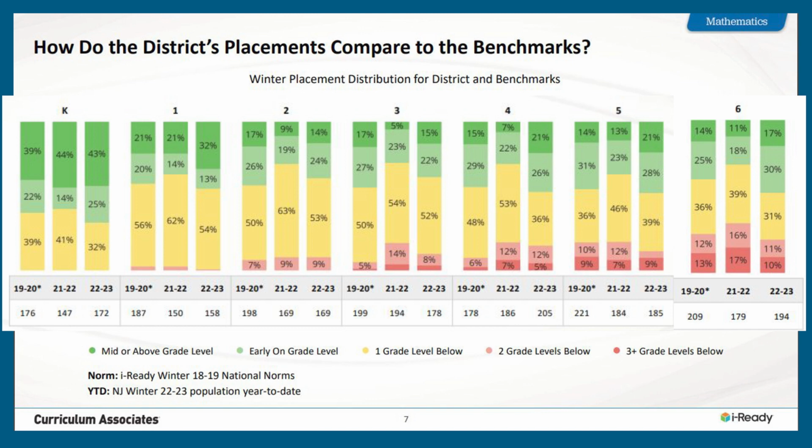This is it by grade level. In kindergarten, 1st, 4th, 5th, and 6th grade, you will see that the green has now surpassed pre-pandemic levels. Grades 2 and 3 are trending that way, and it's very, very close. In all of the grade levels, the red, the two or more, three or more grade levels below, is decreasing, and that's exactly what we want to see.